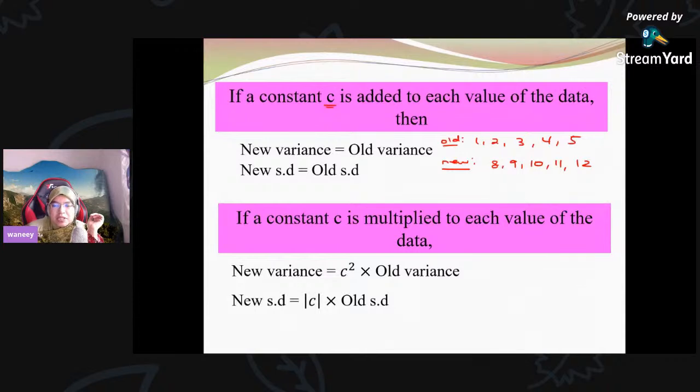If a constant C is multiplied to each value of the data, let's say the old one is 1, 2, 3, 4, 5. Now for the new one, if I want to times everything by 2, this is 2, 4, 6, 8, 10. The new variance will be equal to C square multiplied with the old variance. And the new standard deviation is the modulus of C times the old standard deviation. This is something that you need to know. These are actually the properties of variance and standard deviation.